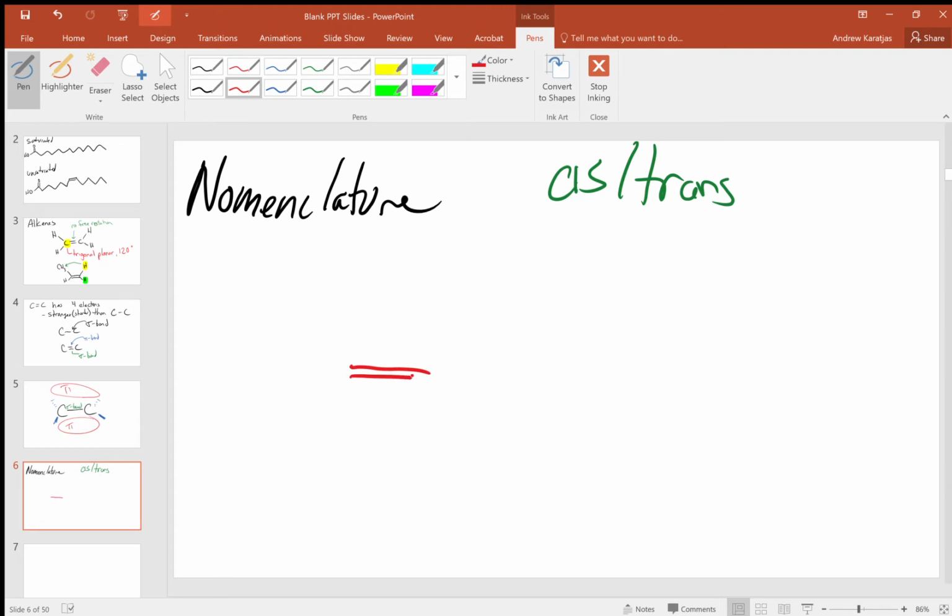So here's a double bond, and we're going to look at an alkene that has just a methyl group on each side. We could draw it like that, or we could draw it in that way. So both of these are 4-carbon chains. Both of them have an alkene in the middle. Are they the same compound?